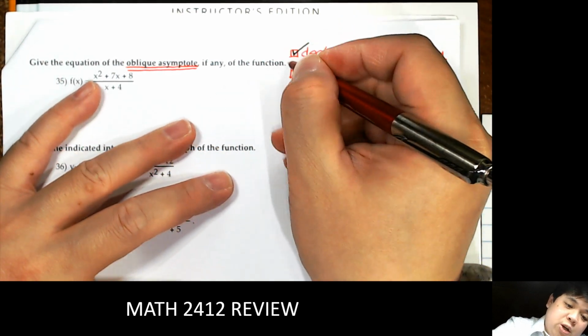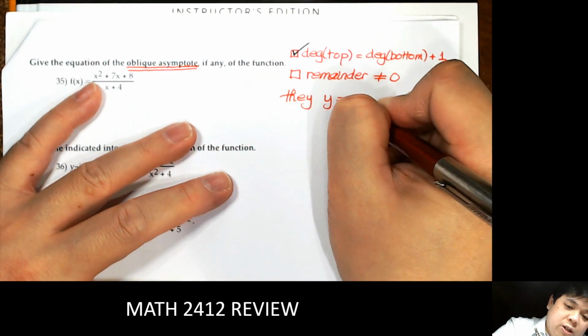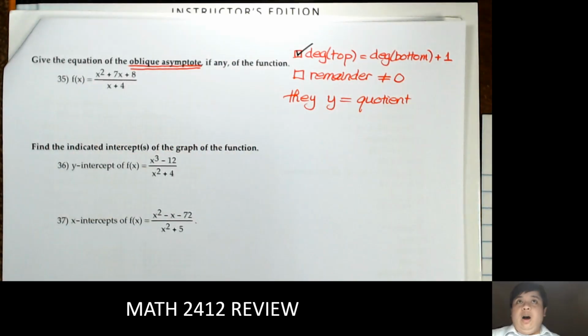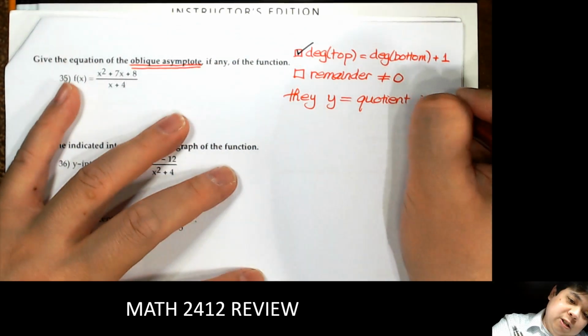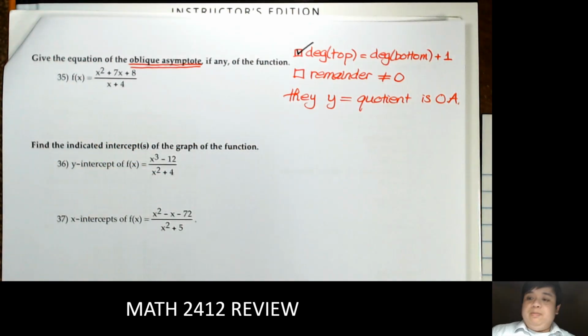When we have these two, then y equal to the quotient is the oblique asymptote. Right. So we just divide them. Of course, you can do the long division. Here I just use synthetic division.